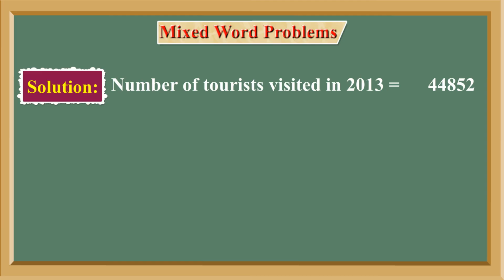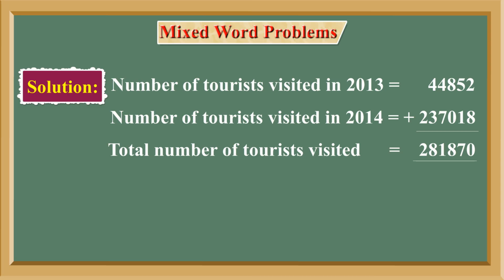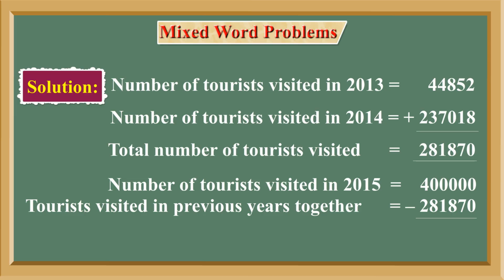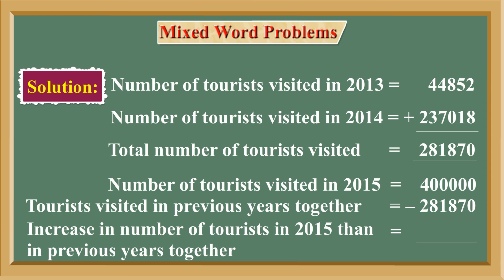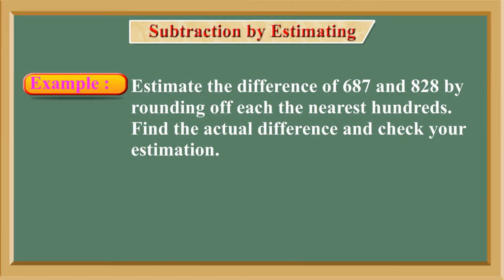Number of tourists visited in 2013 is equal to 44,852. Number of tourists visited in 2014 is 2,37,018. Total number of tourists visited is 2,81,870. Number of tourists visited in 2015 is 4 lakh. Tourists visited in previous years together is 2,81,870. Increase in number of tourists in 2015 than in previous years together is 1,18,130.